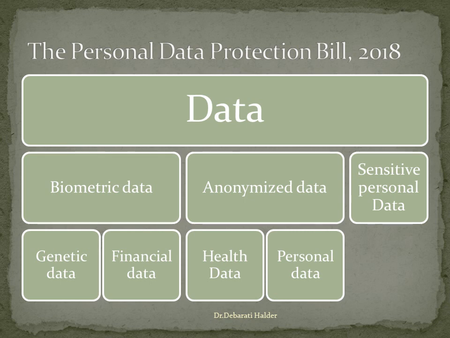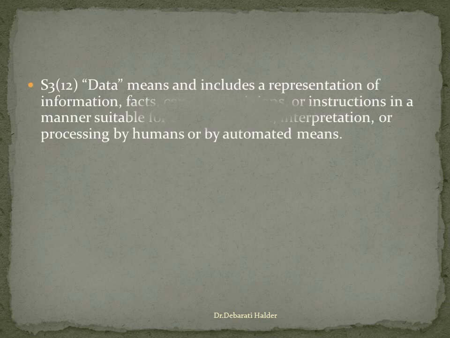Let us now understand the meaning of data from the Personal Data Protection Bill 2018. According to this particular bill, data means various data, which includes biometric data, anonymized data, sensitive personal data, genetic data, financial data, health data, and personal data. According to Section 312 of this bill, data means and includes a representation of information, facts, concepts, opinion, or instructions in a manner suitable for communication, interpretation, or processing by humans or by automated means.